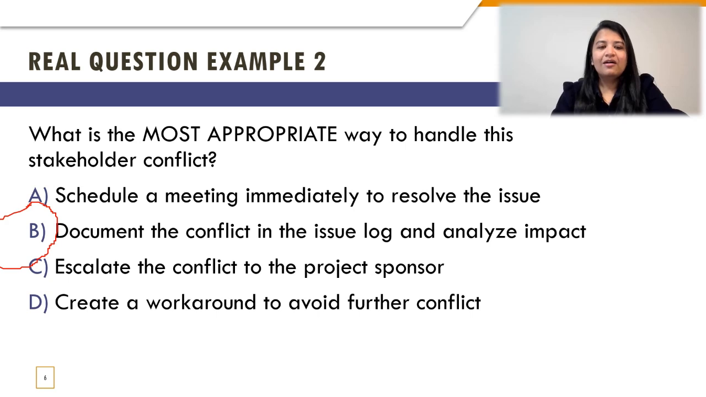So first, I'll go option by option, starting with option A, which is to schedule a meeting immediately to resolve the issue. As a project manager, you should never do anything immediately as soon as you have a problem. You have to first analyze the impact, as we discussed in the first question solution a while ago. Option A is definitely action oriented, but it skips the documentation part, so it's not the correct option choice here. We'll come to option C now, which is to escalate the conflict to the project sponsor.